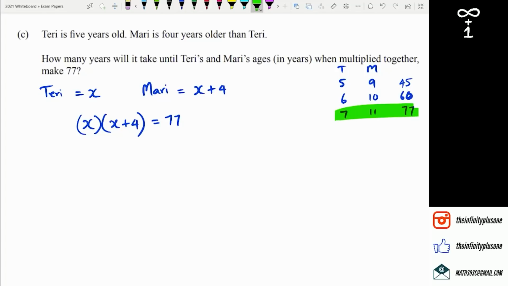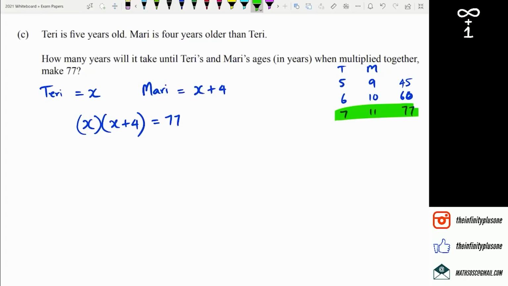Now, unfortunately, we can't do this. We can't actually just do this table in this little corner and just go, in 2 years' time, their ages will multiply to 77. It doesn't work like that. You have to do it through algebra.